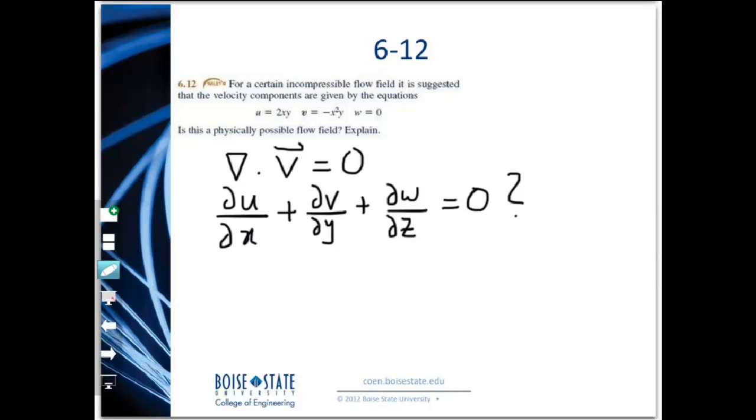So ∂u/∂x, we are given the function for u, which is 2xy. So if you do the partial derivative, this will be 2y. And similarly, ∂v/∂y, if you do it, it's minus x square. So clearly you see that it is not equal to 0, and ∂w/∂z is 0 because the w component is 0. So definitely the answer to is this a physically possible flow field? No, because it doesn't satisfy the conservation of mass.